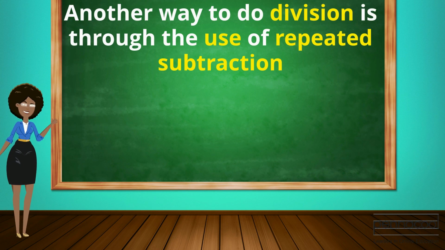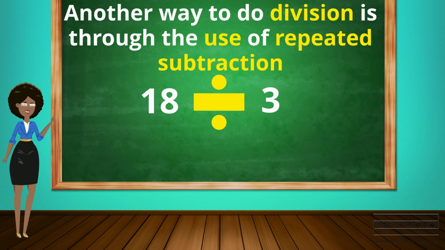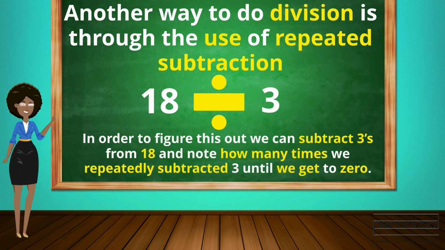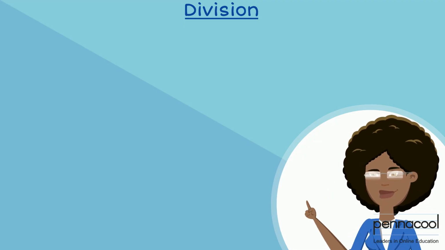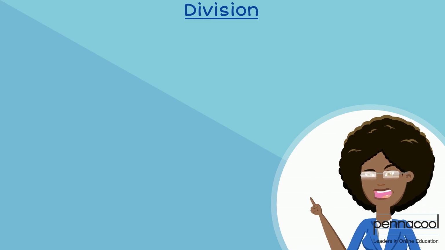Another way we can do division is through the use of repeated subtraction. Let's take this for example: 18 divided by 3. In order to figure this out, we can subtract in groups of 3 from 18 and note how many times we repeatedly subtracted 3 until we got to 0. So let's try that out. Remember, we're going to subtract in groups of 3 from 18 until we reach 0.